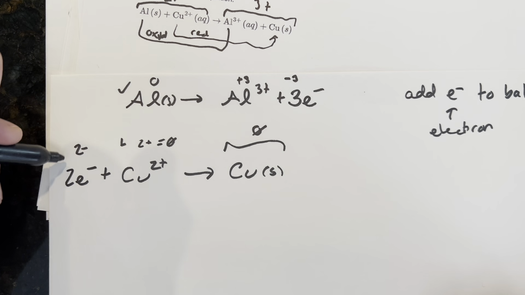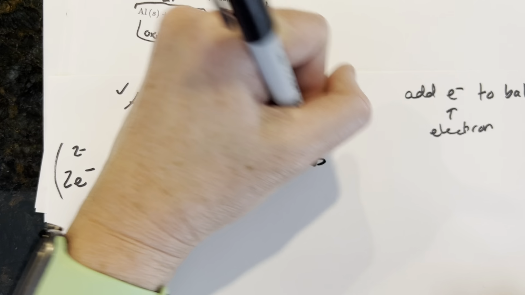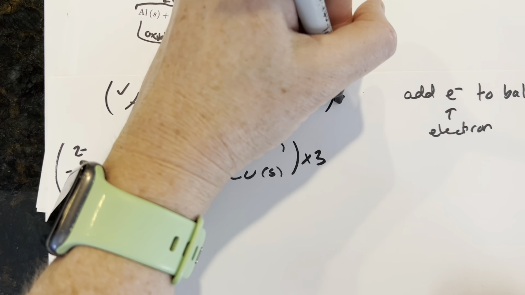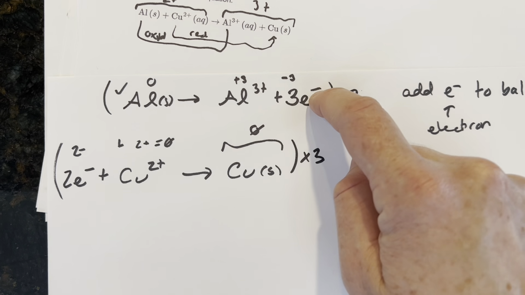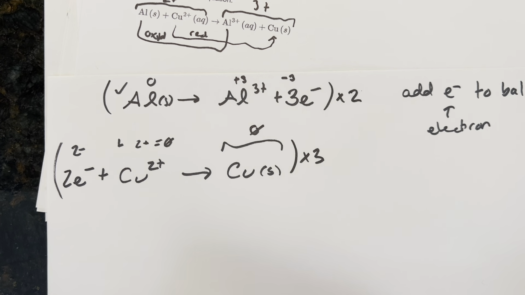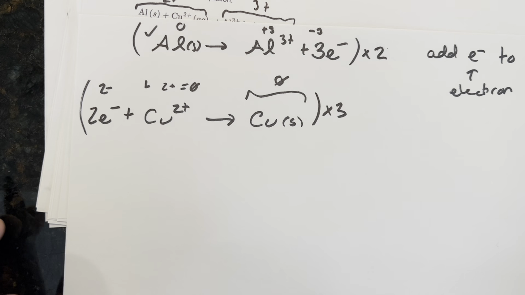So right here, and that would be 6. So right here I'm going to multiply this whole thing by 3, and right here I'm going to multiply that whole thing by 2. And that will give us 6 electrons on the right and 6 electrons on the left for when we add them up. All right, let's go ahead and write it out though.